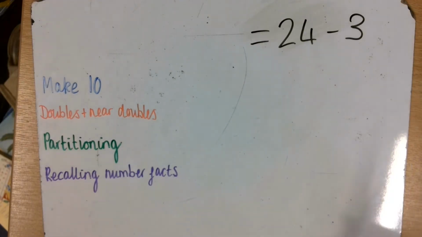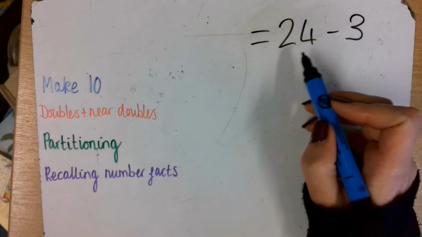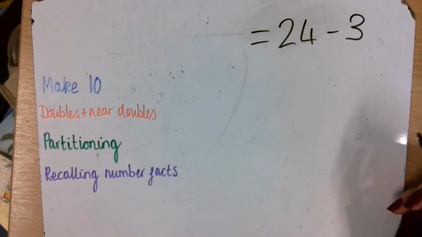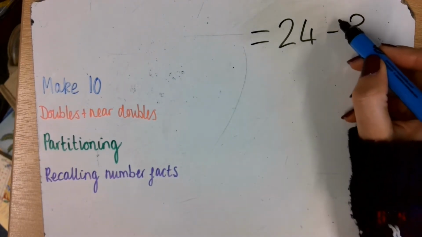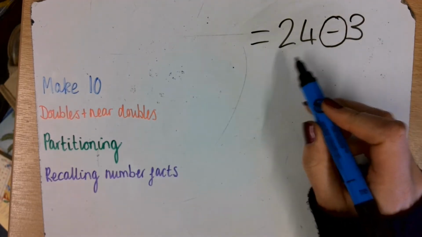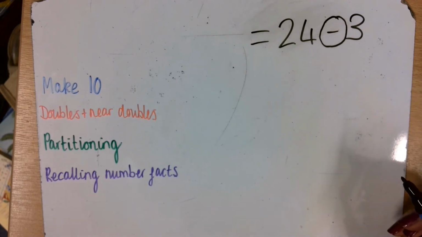So this is our next calculation, and this one looks a little bit different because we've got our blank space here. So something equals 24 take away 3. So the first thing we are going to do is circle, because this time it's take away. So it's 24 take away 3. So I'm going to use my number facts to help me to do this one.